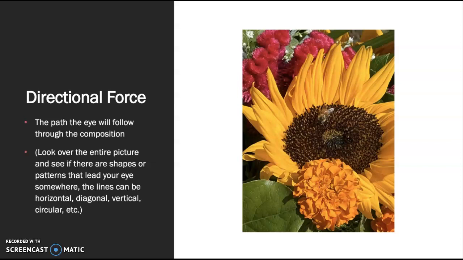Directional force, again, is the path the eye will follow through the composition. Look over the entire piece and see if there are shapes or patterns that lead your eye somewhere. The lines can be vertical, horizontal, diagonal, circular, it doesn't matter.